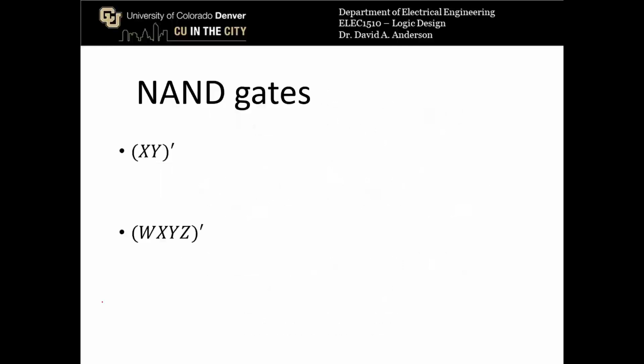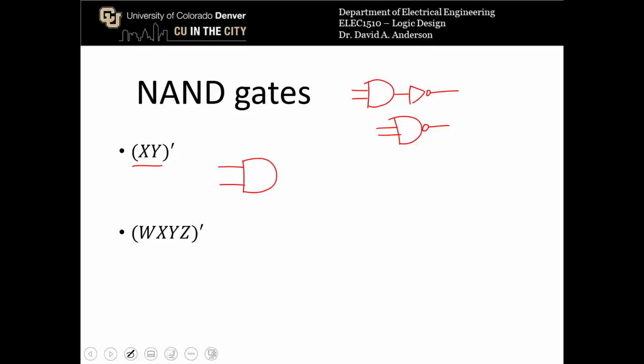NAND gates are the complement of an AND gate, which means that we take the AND function of input variables and then take the complement of that. So that could be equal to an AND gate and then an inverter, or more simply a NAND gate, which looks like this. It's an AND gate with a bubble at the output. So for example, xy prime as a function would be drawn using a NAND gate like this. It's an AND gate with x and y as inputs and a bubble at the output for a complement. So that's a 2-input NAND gate.